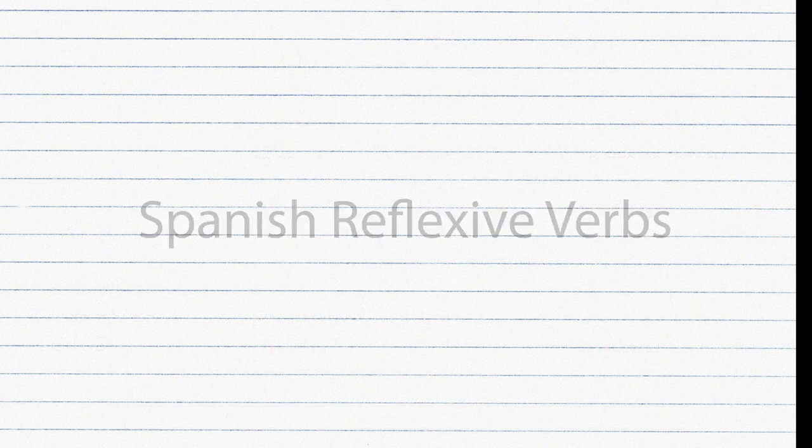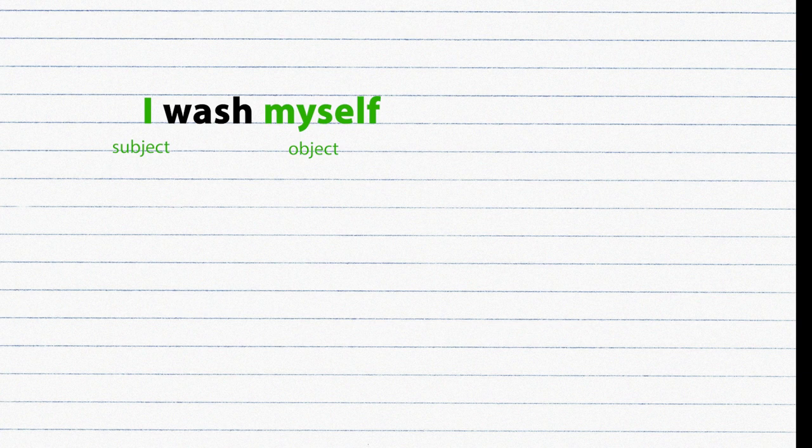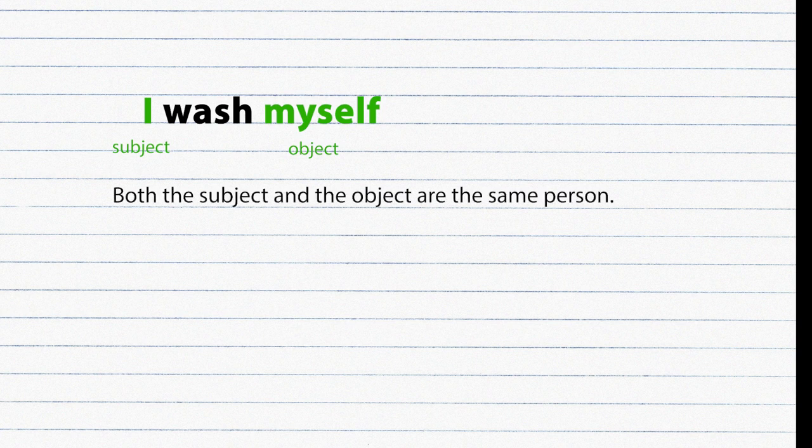Reflexive verbs. Reflexive means both the subject and the object are the same. For example, I wash myself. I is a subject. Wash is a verb. And myself is the object. Both the subject and the object are the same. Reflexive pronouns in English are myself, yourself, herself, and so on.